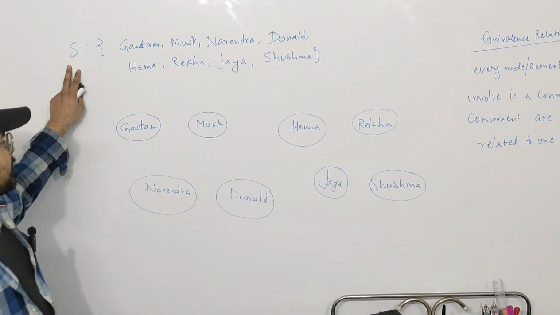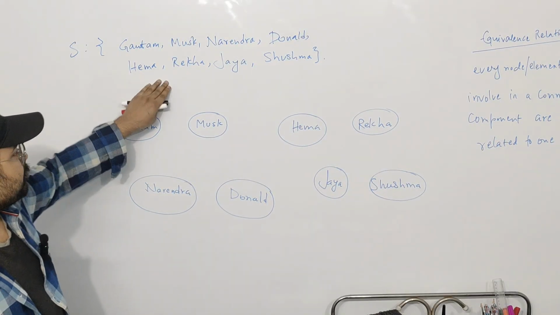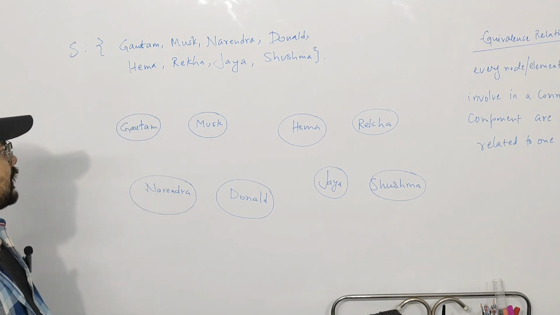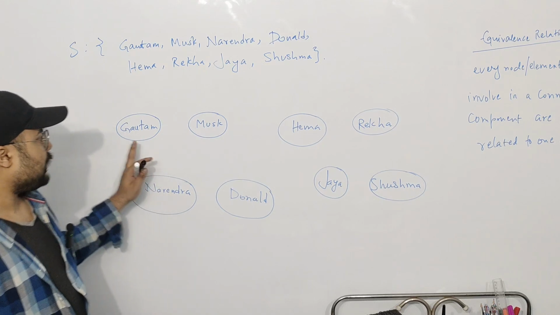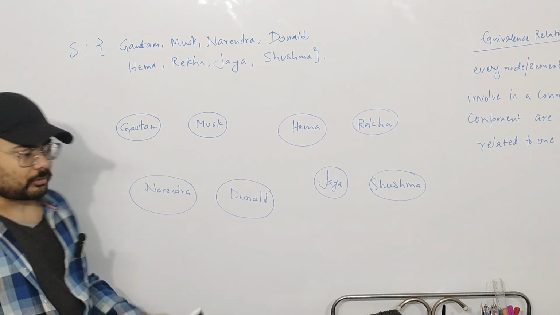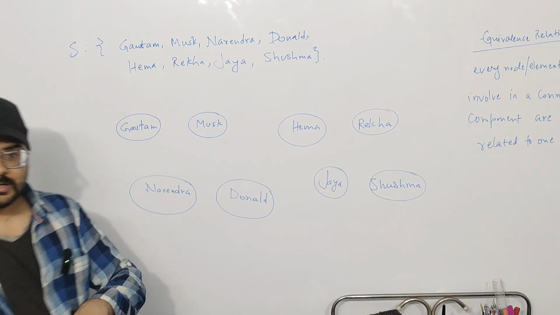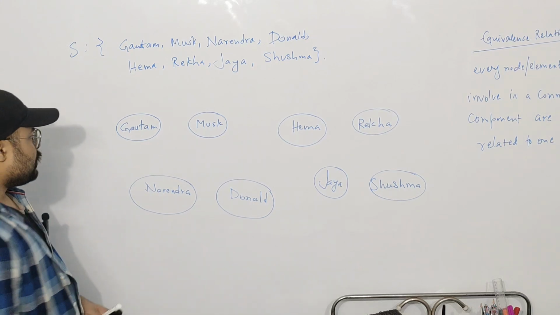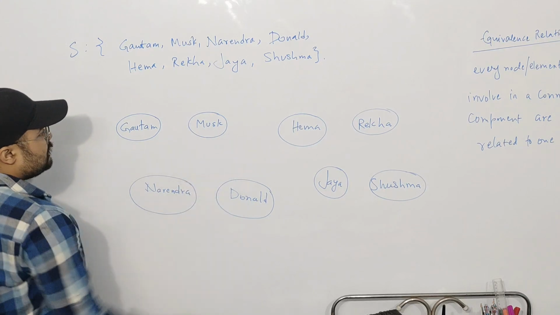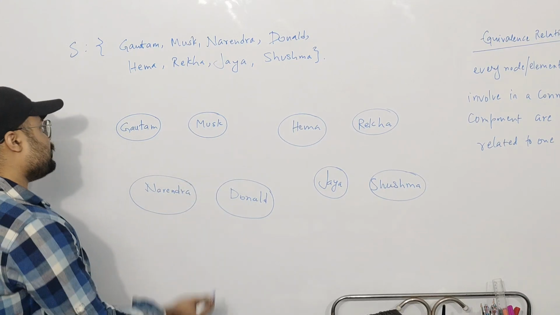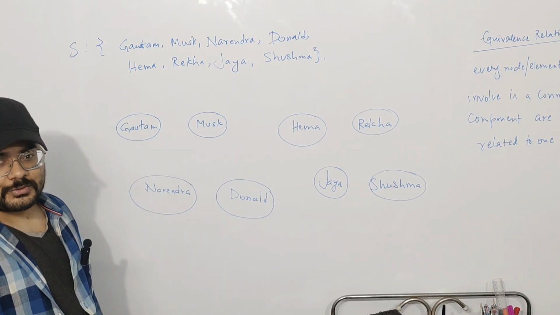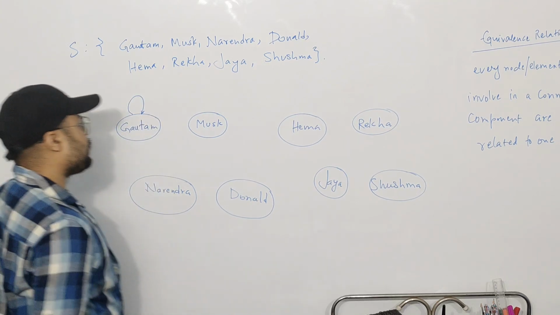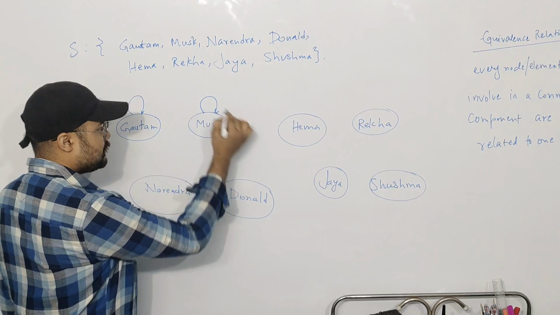So look at this. This is your set S, a set of some people. Some of them are men and some of them are women. And we are going to apply a relation on S where X is related to Y if X and Y are of the same gender. So every element is related to itself because Gautam is a man and Gautam is a man. So Gautam is related to Gautam.